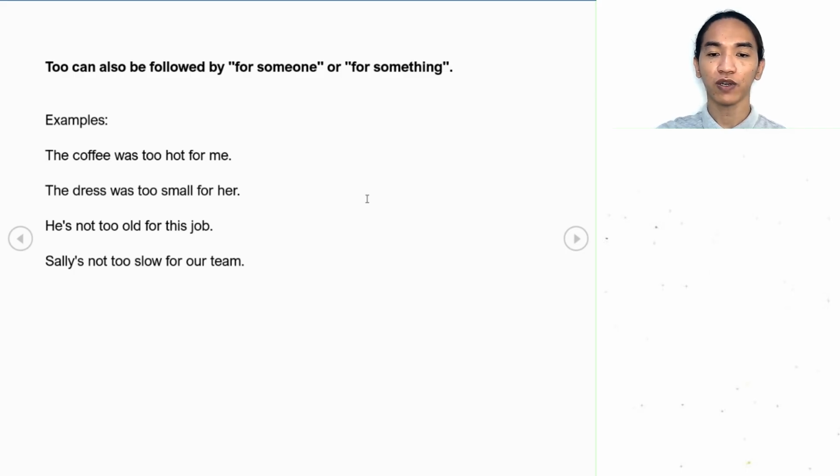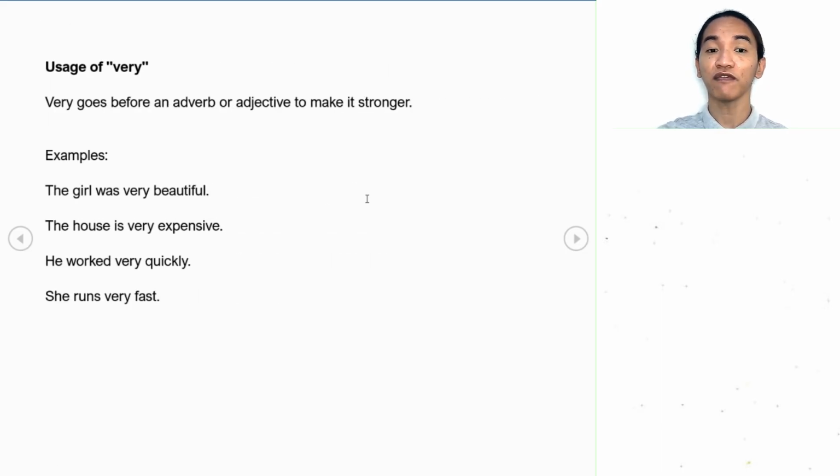The coffee was too hot for me. The dress was too small for me. He's not too old for this job. Sally's not too slow for our team. All right? Okay. Now, usage of very.